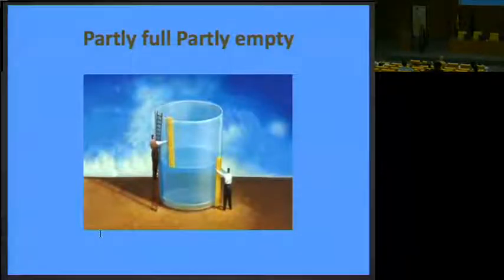So this is like a partly full, partly empty picture. What Thomas mentioned in the previous talk, I think, is the partly empty. And I would like to mention that this is partly full. Someone has an answer to this puzzle that says it's not up to the observer: if it was full and you empty it a little bit, it's partly empty. But if it was empty and you fill it a little bit, it's partly full. So I claim it's partly full because we have been making progress.